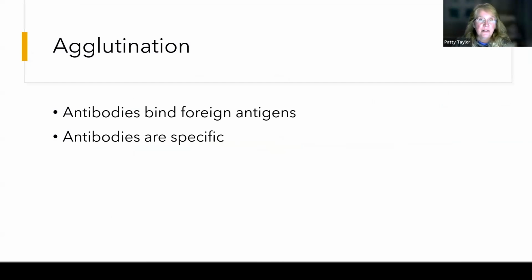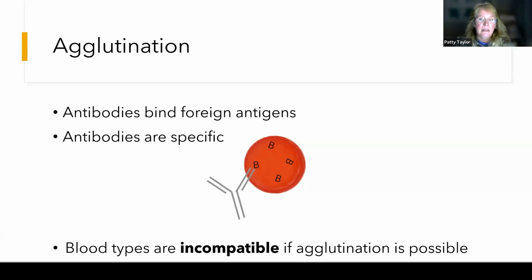So the process of agglutination occurs when antigens are bound by antibodies. Some of our antigens are considered self, but when antibodies bind foreign antigens, that's when we see this clumping that takes place. So like I mentioned, those antibodies are specific. This is an anti-B antibody. It is binding to a B antigen. So if we're talking about blood typing and compatibility, if there's a possibility for agglutination, then those blood types are not compatible. We should not give blood types as a donor if there's a potential for antibodies to agglutinate.